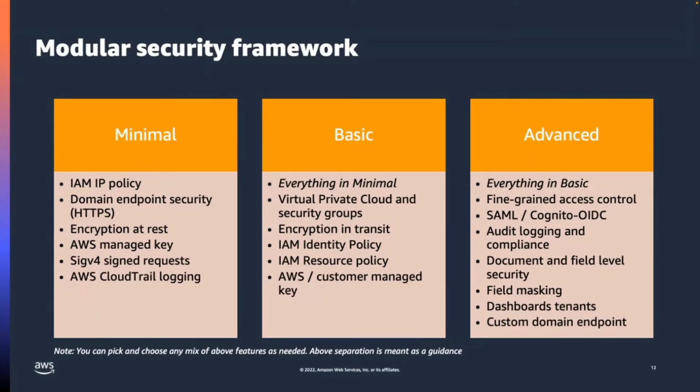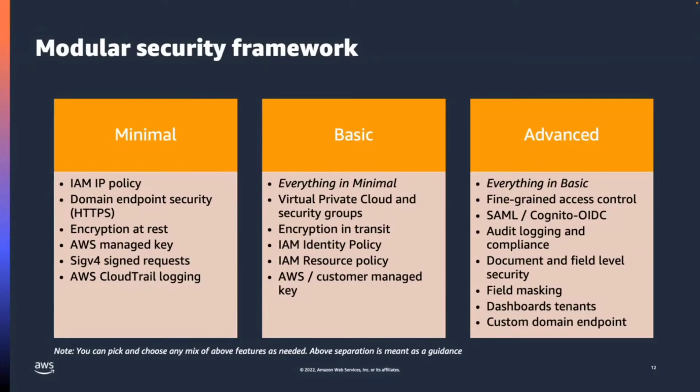Then you want to have domain endpoint security, so you want to enable HTTPS on your domain. We support TLS 1.0, 1.1, and 1.2. You can also pick which TLS version you want, but we recommend the latest. Then you want to at least enable encryption at rest, so your data is always protected where it lives, whether on a disk, in a snapshot, your indices, your swap files, and many other data sets are protected at all times.